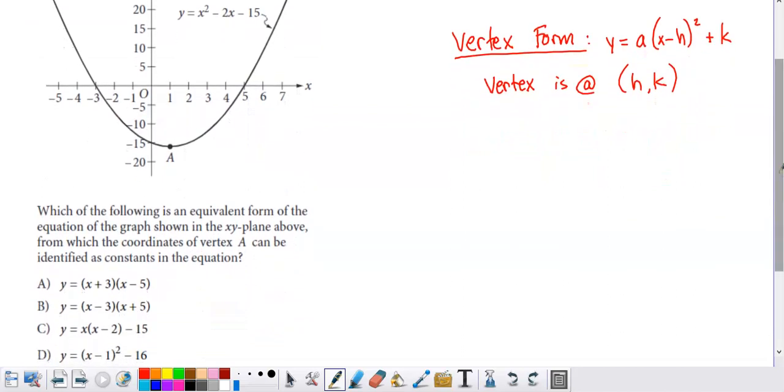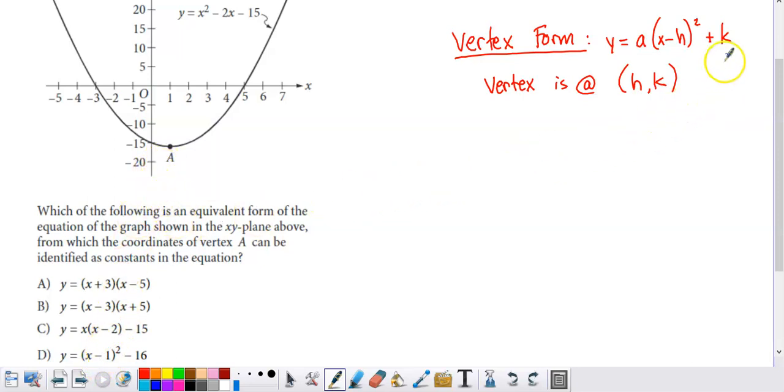Based on these options here, if I scroll down to them, there's only one of these options that's even in this form, and it's option D. And if you remember how vertex form works, whatever number is in here with the x, we change the sign of that for the x coordinate of the vertex. So look at option D. We see a -1 inside the parentheses with the x. Definitely seems like the coordinate of point A here is +1, right? The opposite of what's in with the x, not -1, but +1.